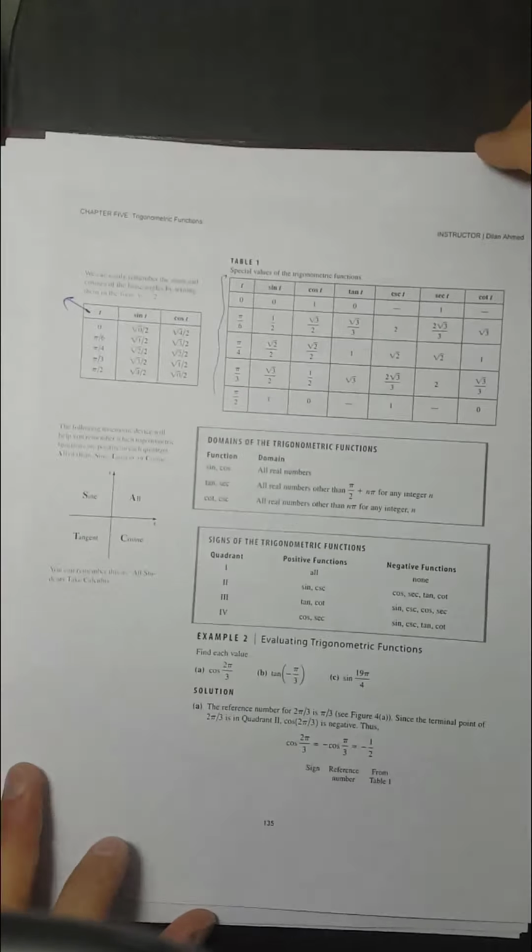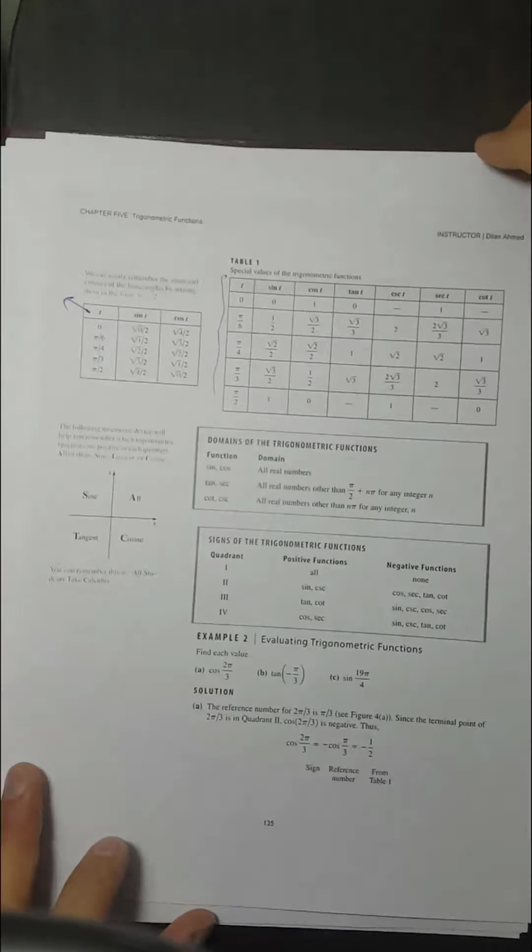Now we have just some new things so far. We have cosecant of t, which is new for you, and secant of t also. Also we have cotan of t. These are the new things for you. Cosecant is 1 over sine. Secant is 1 over cosine.